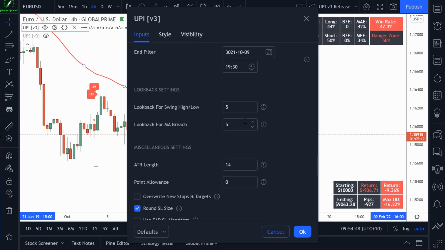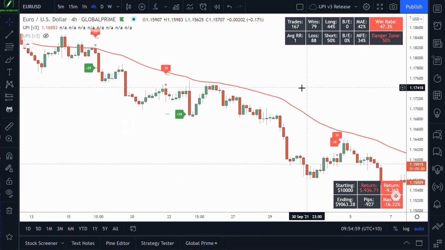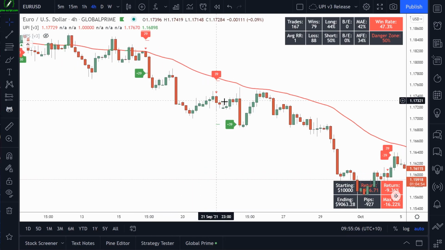And let's move on to our lookback settings and miscellaneous settings. So the lookback settings are, again, self-explanatory. The first is our lookback for swing highs and lows. This is used for our trailing stop loss primarily, and a few other candlestick pattern detection techniques.